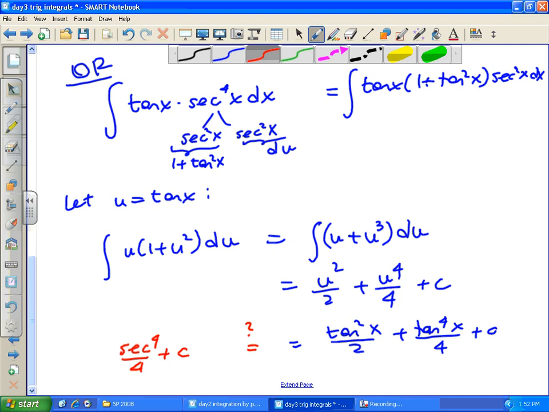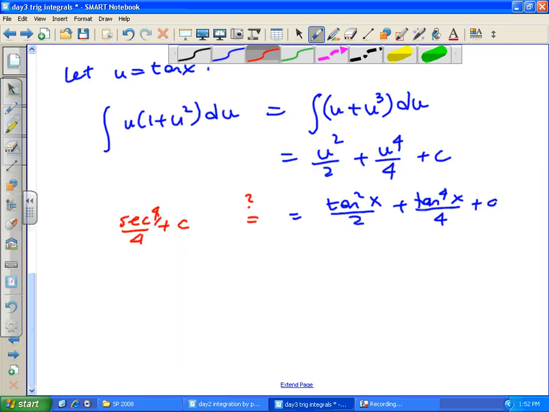Like if you look at the first one, secant to the 4 of x. Could we write that as follows? Don't forget the x. Okay, secant to the 4x. Isn't that secant square times secant square? In other words, 1 plus tangent square multiplied by itself, right? If you were to expand this quantity, when you expand the first one, you're going to have 1 times the 1/4. That's just a constant. It's absorbed in the plus c.